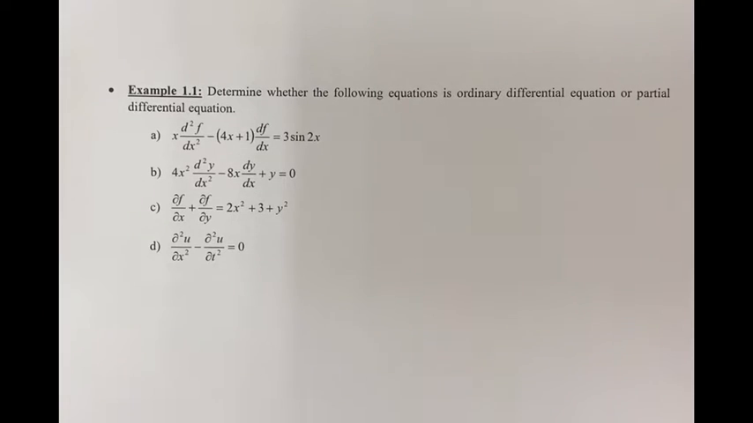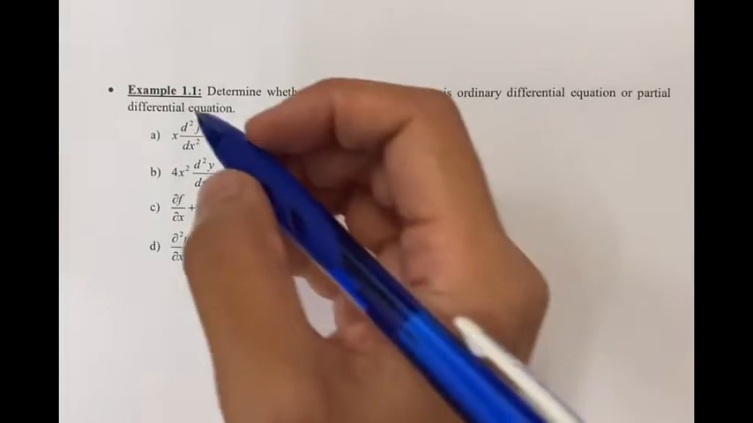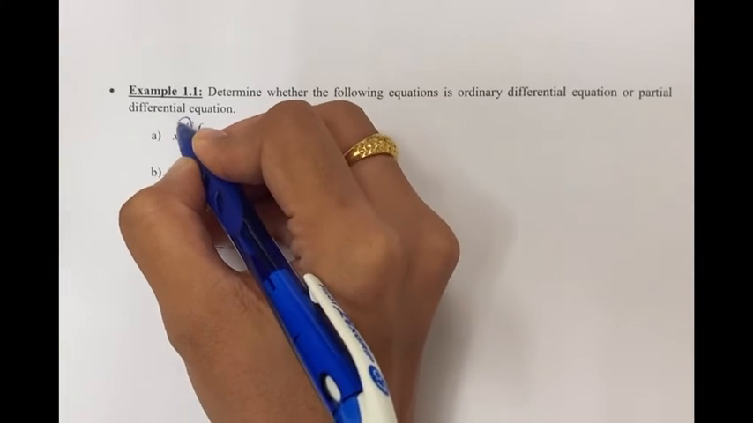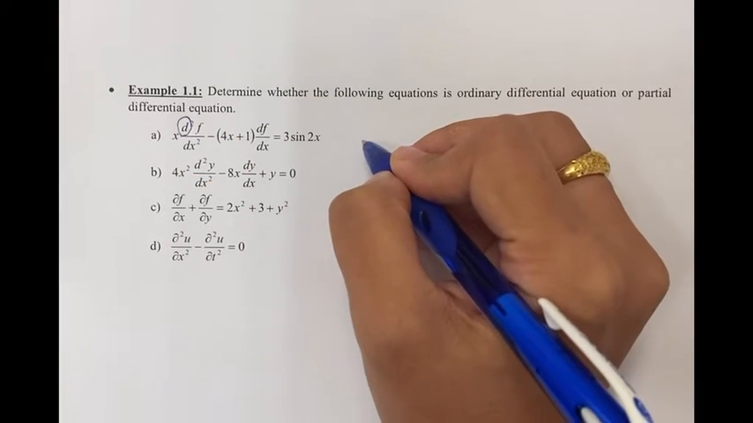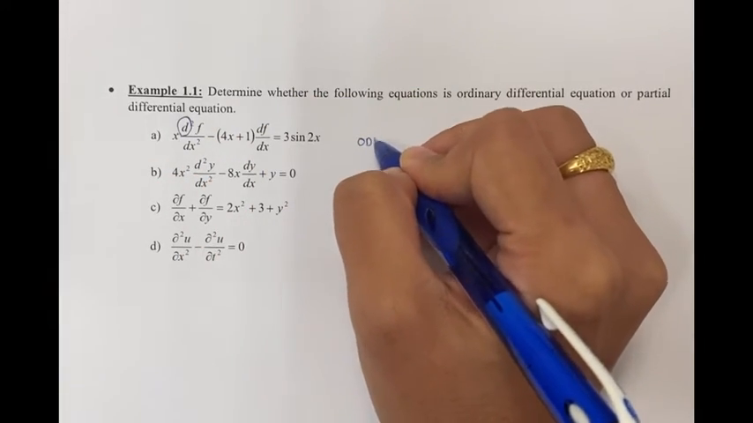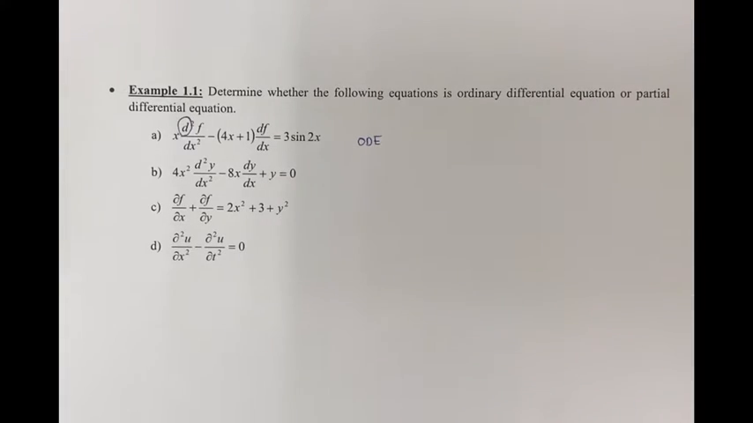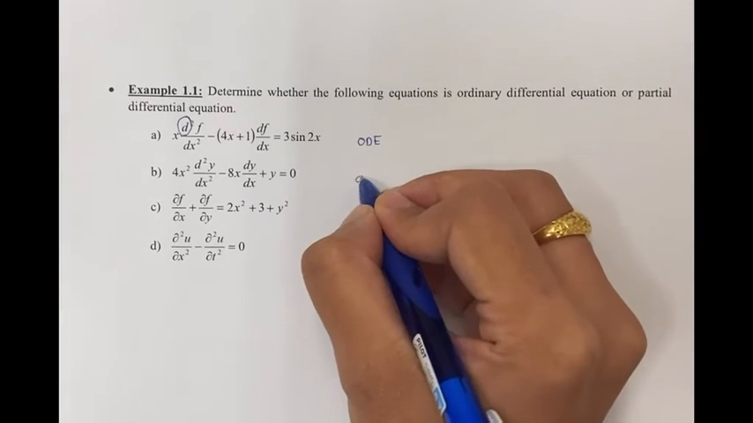So basically, we just need to refer to the d or del. Okay, so in A, we have x d square f over dx square minus 4x plus 1 df over dx equal to 3 sine 2x. So at first glance, you have d here. So it is an ODE, ordinary differential equation. Second, we have B, 4x square d square y over dx square minus 8x dy over dx plus y equal to 0. It is an ODE.